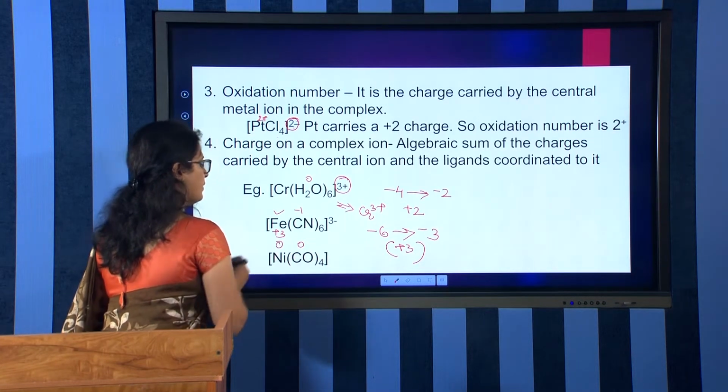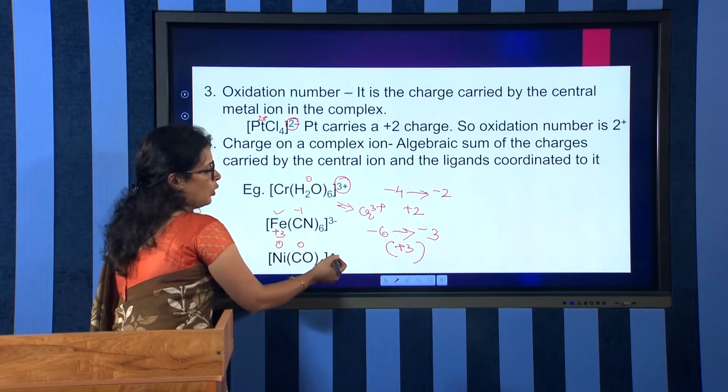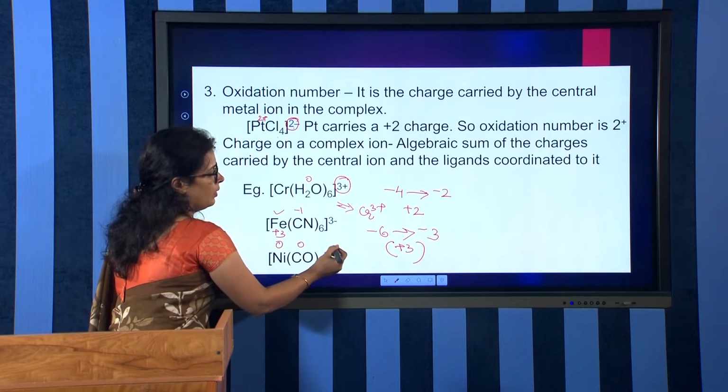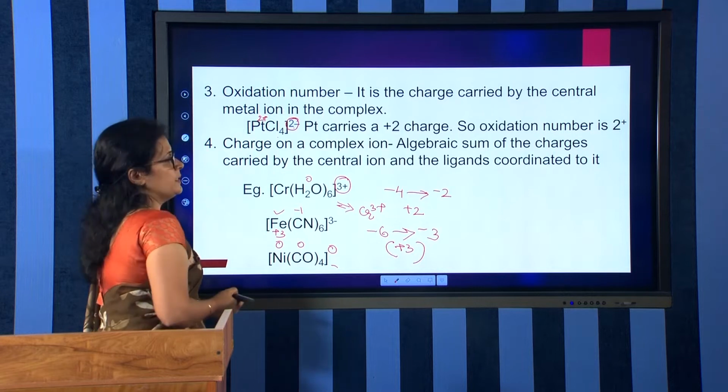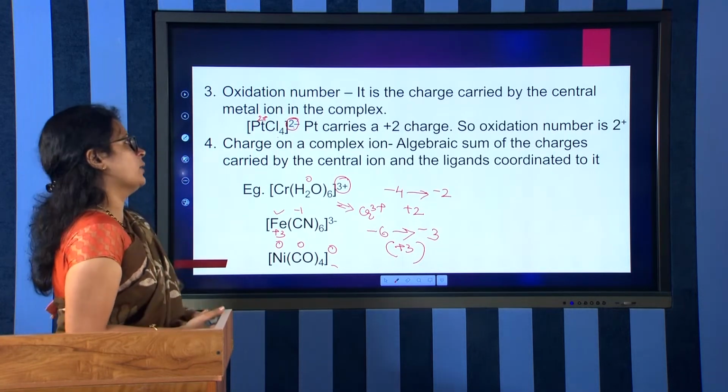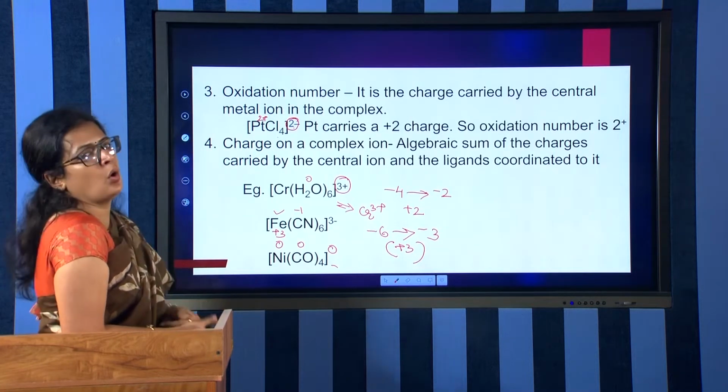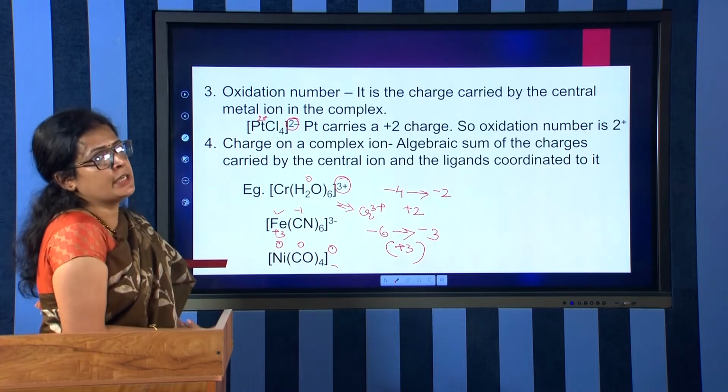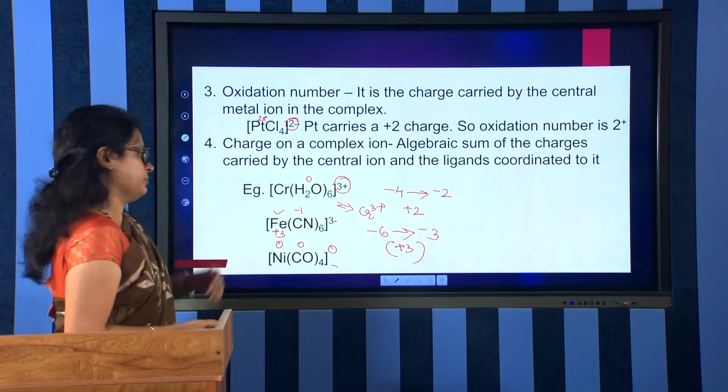So, nickel has the 0 oxidation state, and what is the charge of this complex part? It is also 0. In this way you can calculate the charge of the complex ion and the oxidation state of the central metal atom. Okay.